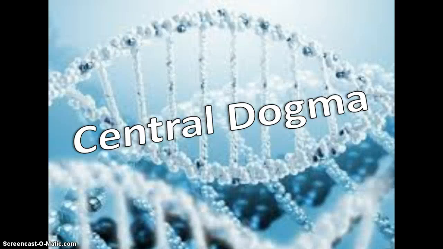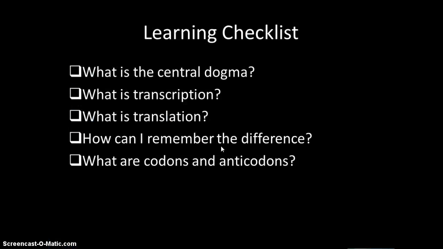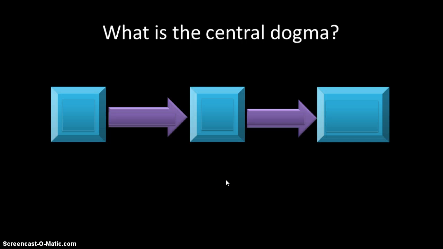Okay, so let's go ahead and review the central dogma. The word central means it's really, really important, and dogma is kind of like a concept or philosophy. So this is like the central idea really behind biology and genetics these days. So our checklist, you need to know what is the central dogma, what is transcription, what is translation, how can I make sure to remember the difference between those two, and what are codons and anticodons. Let's get right to work.